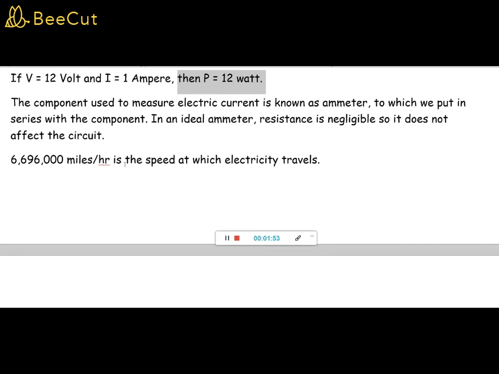And the device that you use to measure the current in a circuit, to exactly know how much current is flowing through that circuit, is known as an ammeter. The speed of the electricity that we usually use in our homes, definitely it's too much.